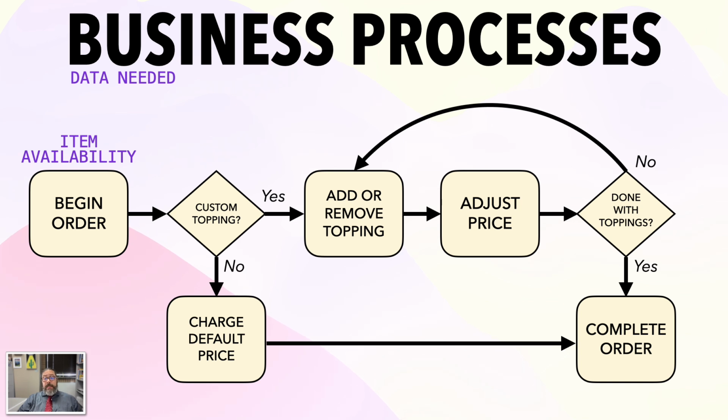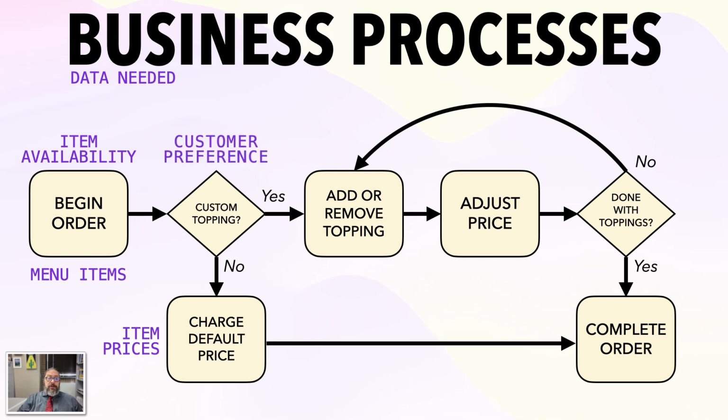So there are some data needs that we can identify in our modular design. That is, in order to begin the order, we need to know item availability and the actual menu items. To charge a default price, we need to know what the menu item prices are. To decide on custom topping, what's the customer preference? For adding or removing toppings, what's available? And what are the prices for the toppings?